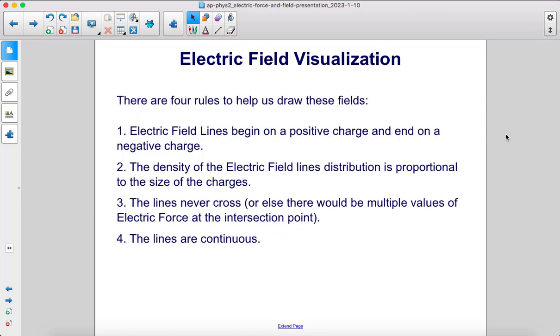There are 4 rules to help us draw these fields. Electric field lines begin on a positive charge and end on a negative charge. The density of the electric field lines distribution is proportional to the size of the charges. The lines never cross, or else there would be multiple values of electric force at the intersection point. And the lines are continuous.